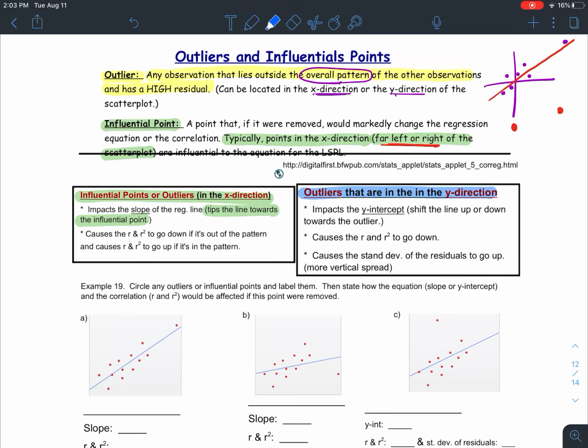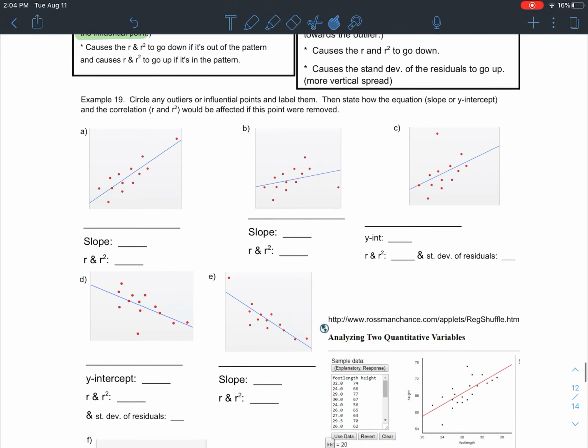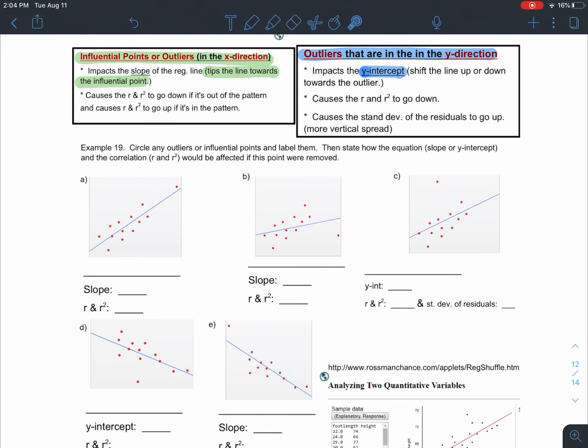If you have an outlier in the y direction, so now we're talking about maybe something way down here, sort of in the middle of the graph, not in the far right or far left, in the y direction, okay, what that does is that changes your y-intercept, because it would take your regression line and shift it down to account for the fact that that point is down there, okay? That would cause your r and r-squared to go down because that's clearly an outlier outside of the pattern, and it's causing the standard deviation of your residuals to go up because there's more vertical spread. Okay, there's more vertical spread there.